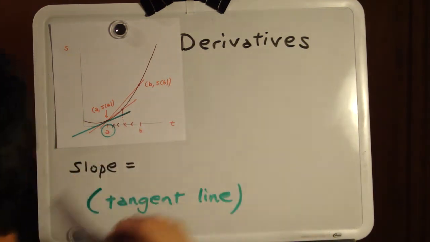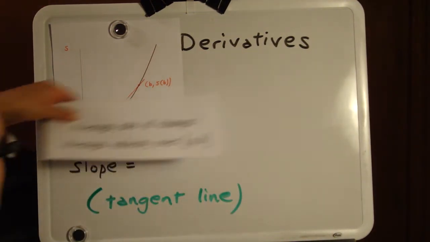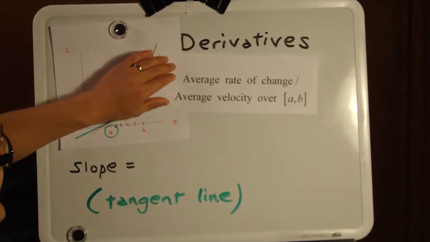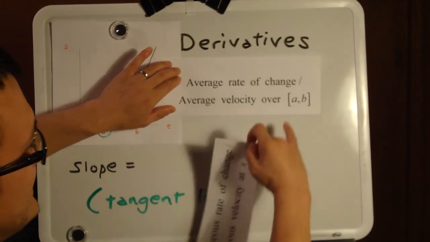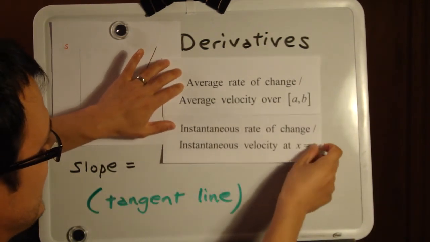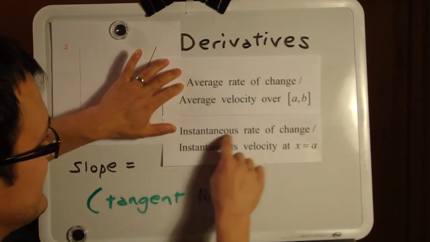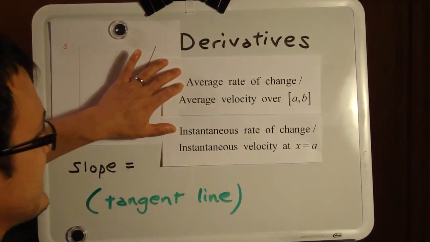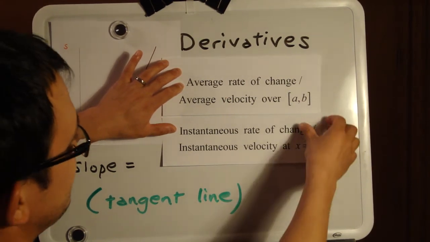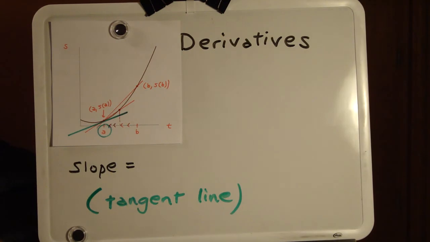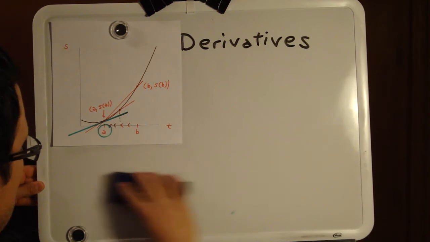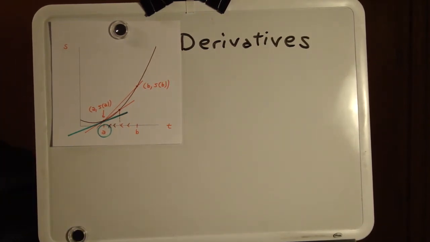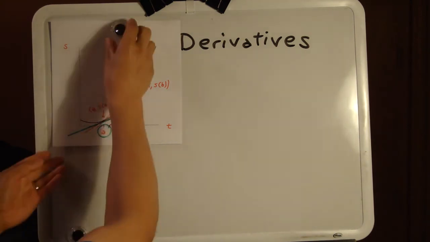So it's important to look at these and just to compare them, right? When you talk about the slope of the secant line, we're talking about the average rate of change or the average velocity over a specified interval. And when we talk about the slope of the tangent line, this is an instantaneous rate of change or the instantaneous velocity when x equals a. So I used this example of time and then also distance because that's a concrete physical example.